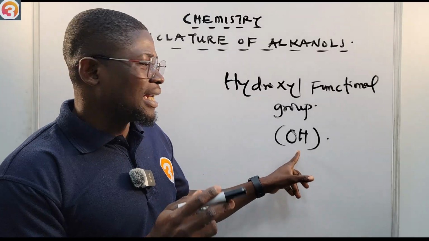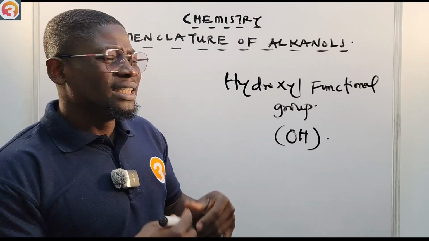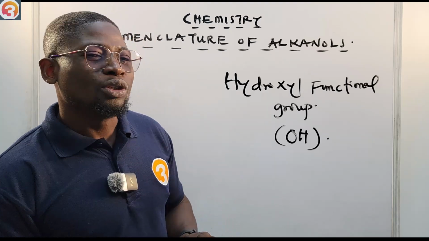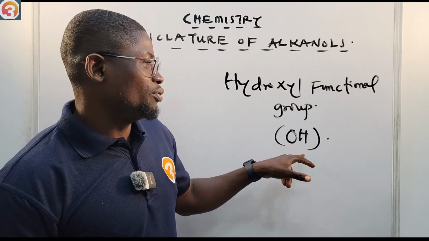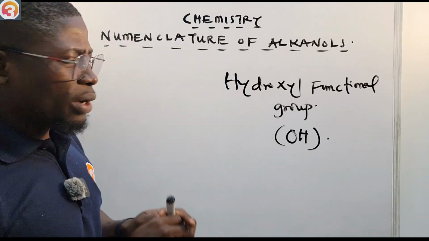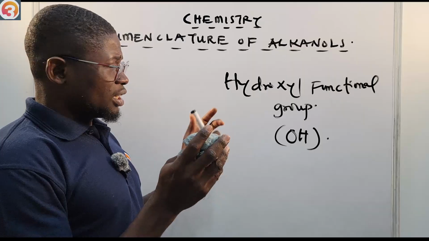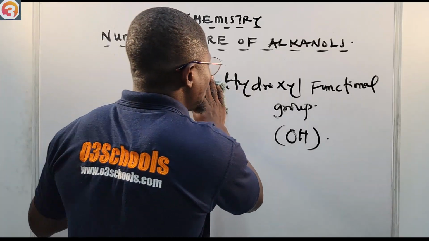Okay, so if you see a compound that has an OH group, and you are told to name the compound, it's very important that we give the priority to this OH group, because it is very, very important when we're naming our alkanols. All right, so let us continue. We talked about the general formula in the last class, so we're not talking about that now.